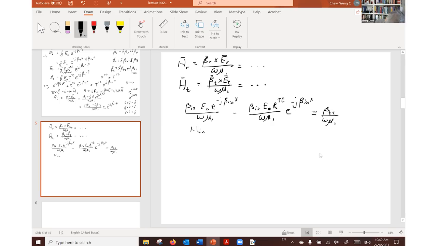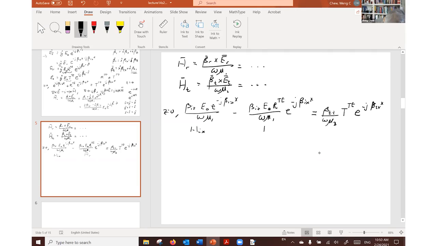Okay, you get mu2. And then T_TE, e to the minus j beta_T x. Okay. By setting z equal to 0, you have to set z equal to 0 to match the components. So this is just the reflected field, and then this is the X component of the incident field.